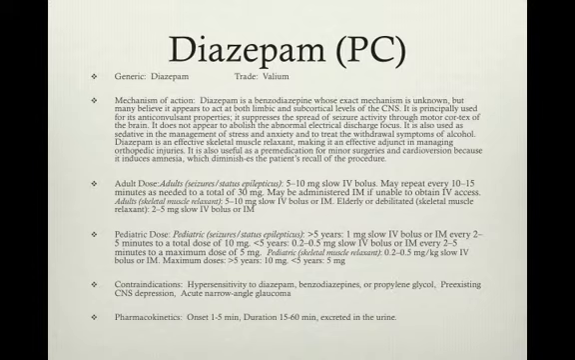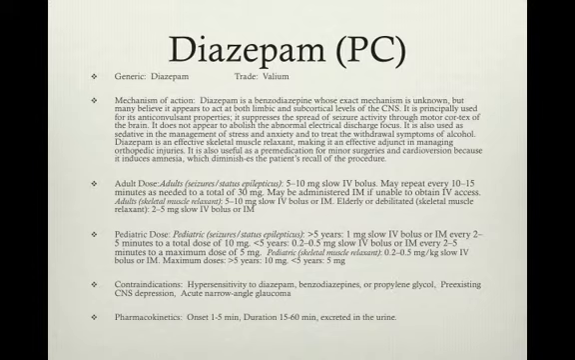Adult dose on this for seizures is 5 to 10 milligrams and may be repeated every 5 to 15 minutes as necessary for a total of 30. May be administered IM if unable to obtain IV access. Adults, skeletal muscle relaxant is going to be 5 to 10 slow IV bolus or IM. Elderly or debilitated skeletal muscle relaxant, 2 to 5 milligrams slow IV bolus or IM.